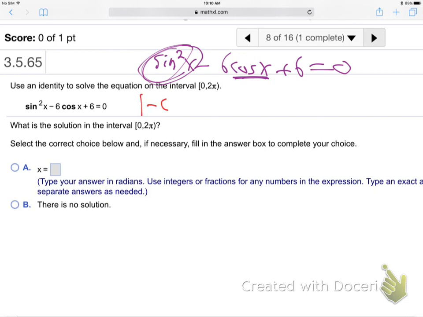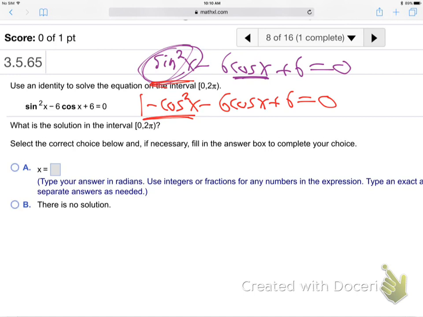So this is 1 minus cosine squared. That good to there? So sine squared is replaced with 1 minus cosine squared. Now it's all cosine, so that we can do. So take the next step. You know what to do, right? Combine like terms, and you don't want that.